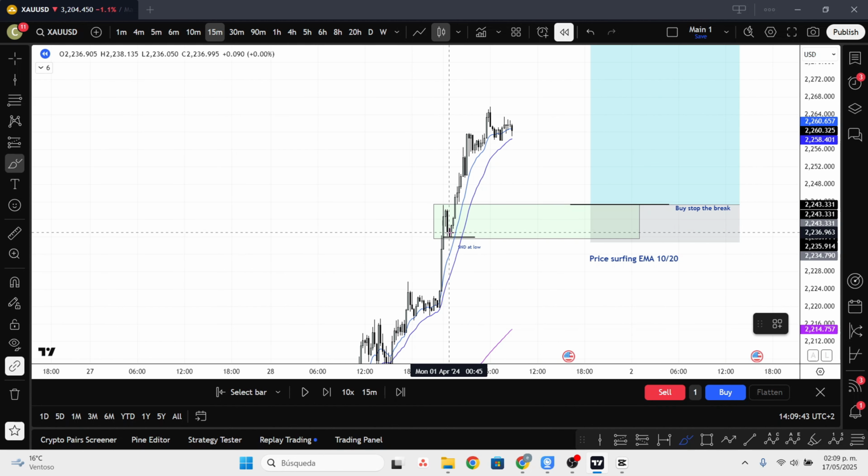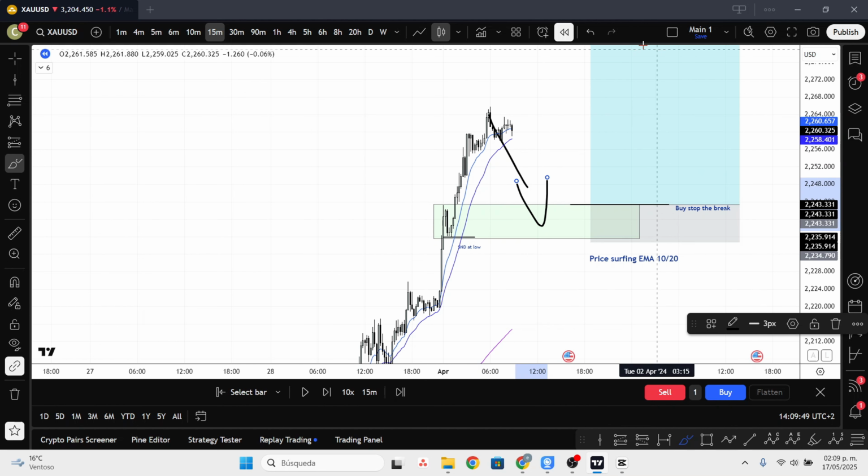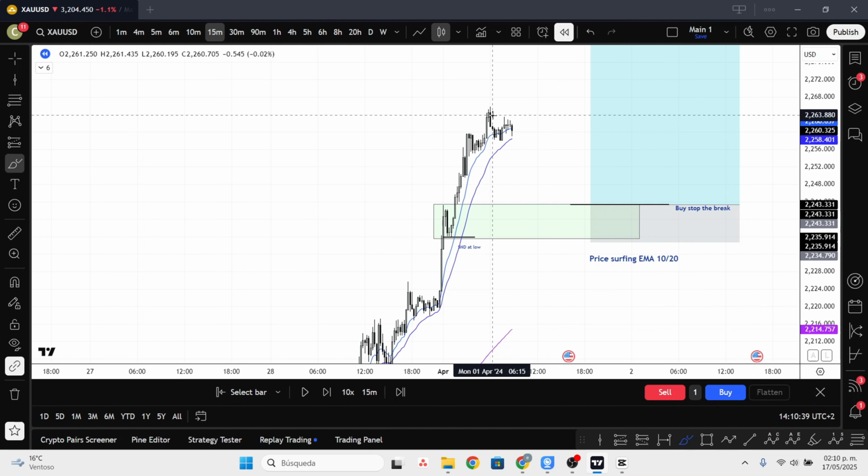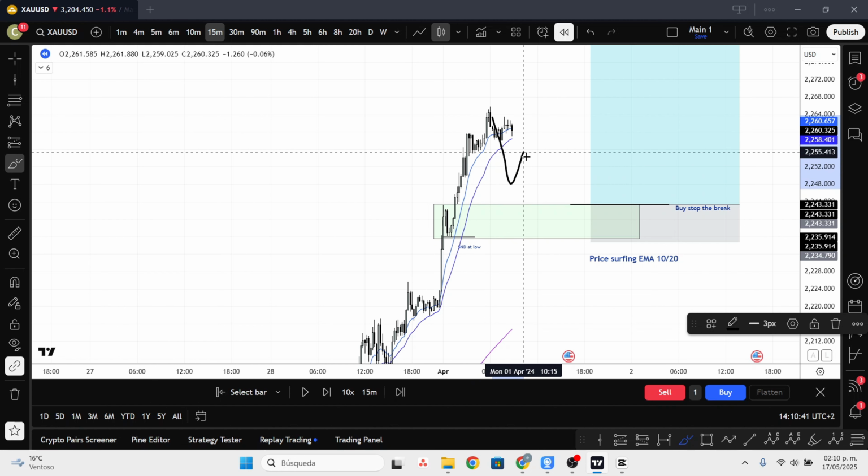The next thing we need to know is the speed of the retracement. We don't want a retracement that's fast and sharp like this. We want a retracement that's a little bit slower and with some corrections along the way.